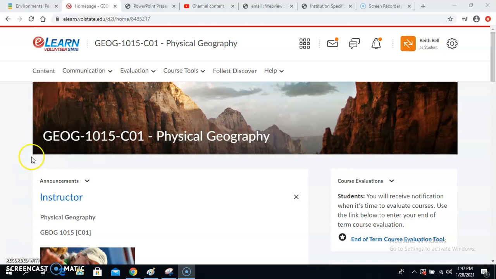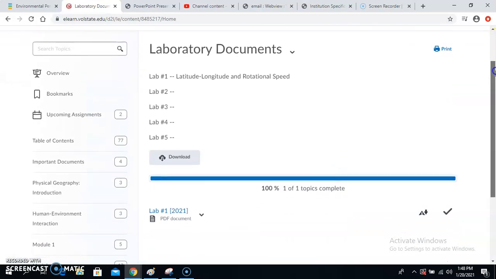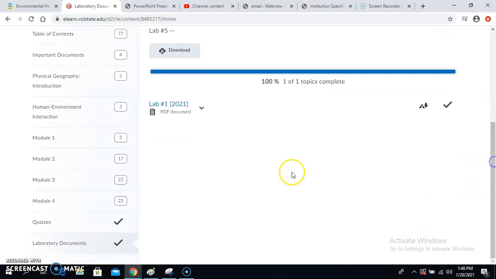And so just so you know where to find it, this is the home page. Click on Content, and then just scroll down. Well, the lab documents was the last page I was on, so it's popped up here. But you'll note here down at the bottom of the modules, quizzes, and then labs are here. So this is your form. So if you'll just click this, it should open up and look like this.